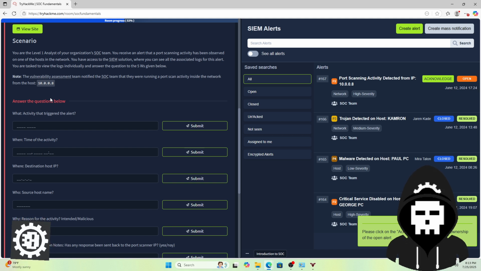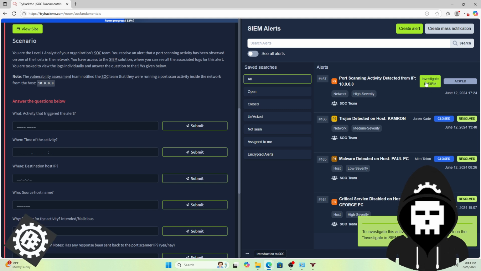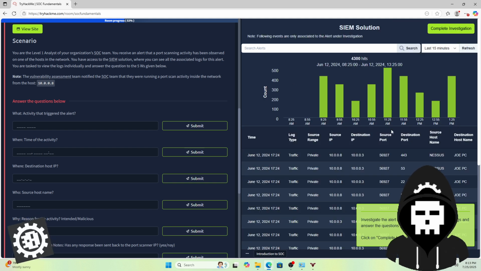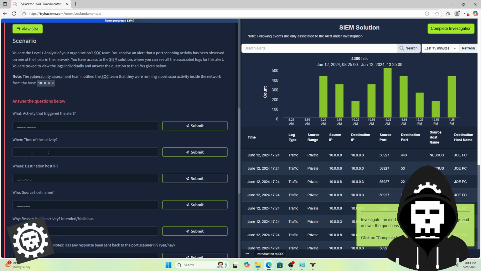Alright, let's see what we got. Now I gotta figure out what I'm doing here. To investigate activity in SIM solution, click investigate in the SIM button. So let's investigate this. Investigate the alert by looking at the corresponding logs and answer the questions given in the task. Click complete investigation once done.